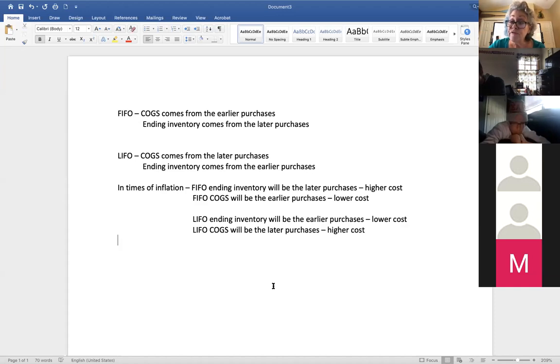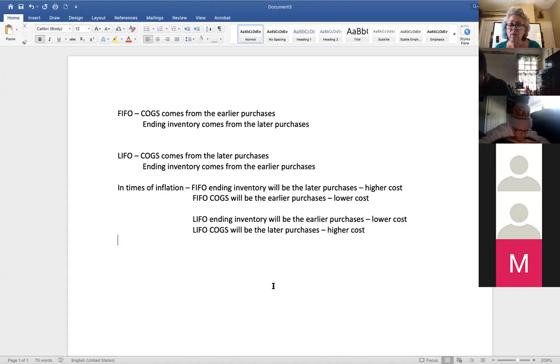So they would choose FIFO for financial statement reporting purposes, but then choose LIFO for tax purposes. Congress said, whichever method you choose for financial statements, you must choose for your tax purposes. Now, you can also look at LIFO instead of it just being that the primary motivation is to save taxes.